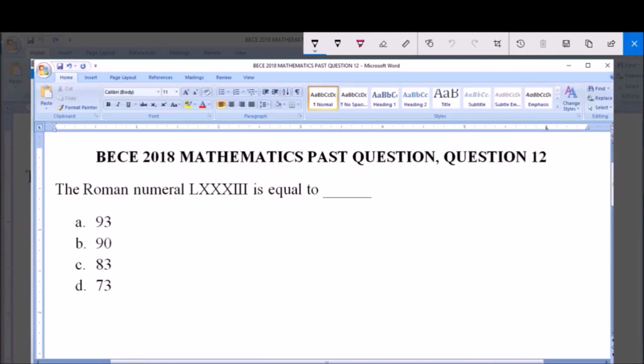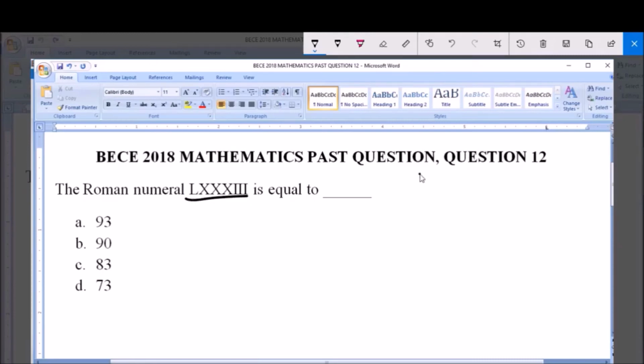Today we're going to be dealing with BECE 2018 Mathematics Past Question 12. The Roman numeral LXXXI is equal to dash. A, we have 93. B, we have 90. C, we have 83. And D, we have 73. Now we have to express this Roman numeral into what?